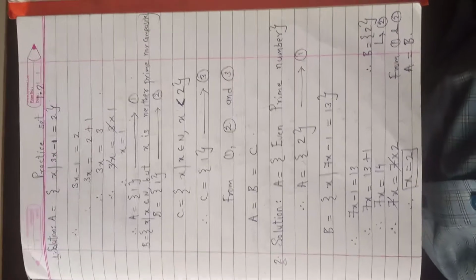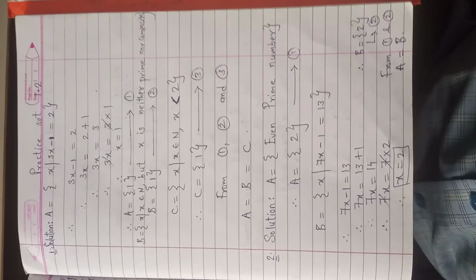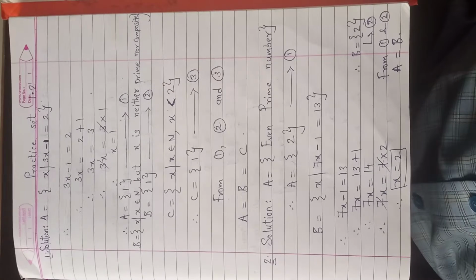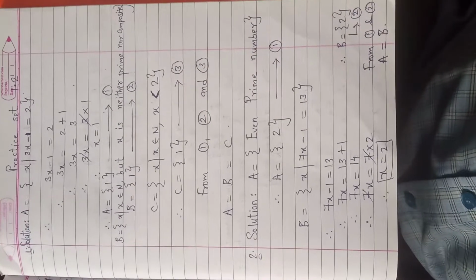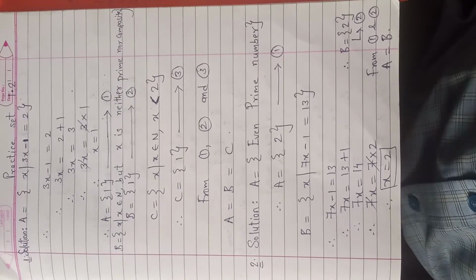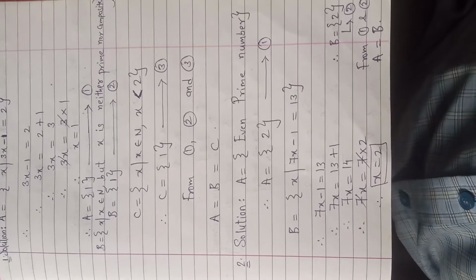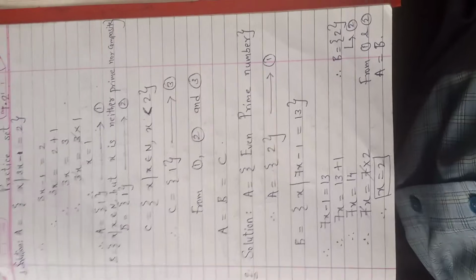Equation number 3. From 1, 2 and 3, set A consists of one element which is 1, set B consists of one element which is 1, and set C consists of one element which is 1. So from 1, 2 and 3, A equal to B equal to C. Question number 1 done. Similarly, question number 2. Now in question number 2, we have to decide whether set A and set B are equal sets or not. Give reason or justify your answer.